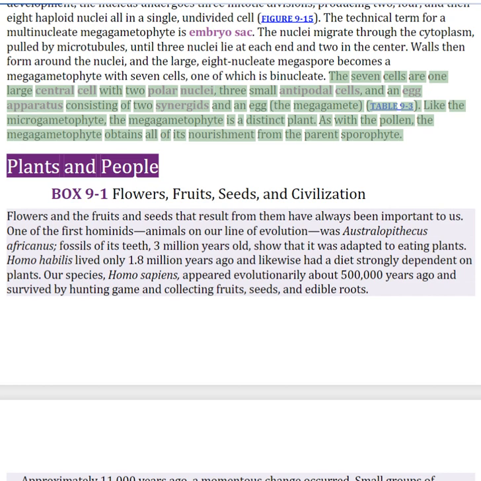Like the microgametophyte, the megagametophyte is a distinct plant. As with the pollen, the megagametophyte obtains all of its nourishment from the parent sporophyte.